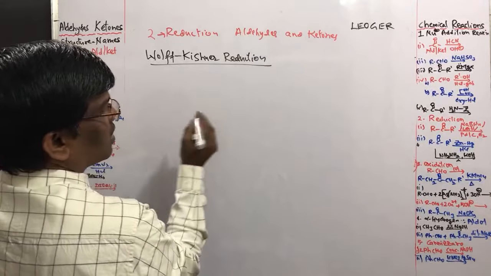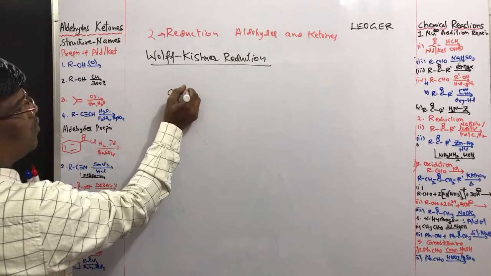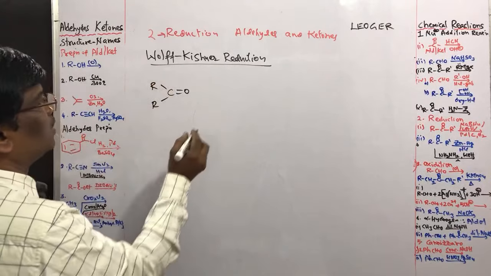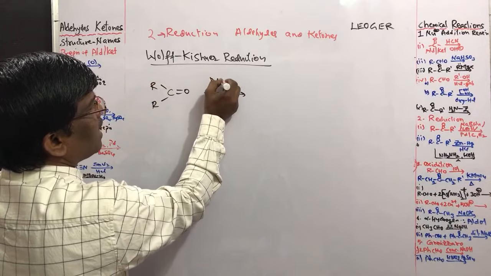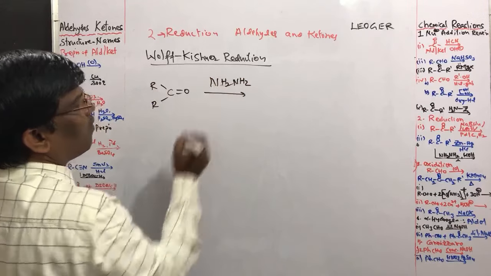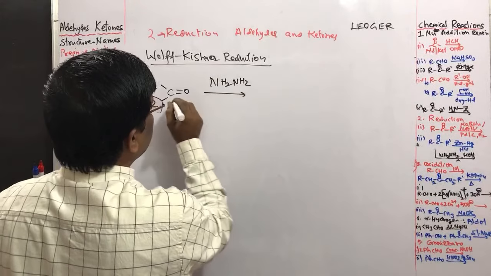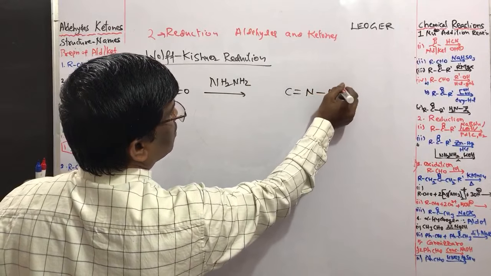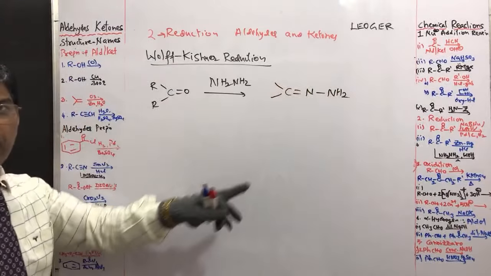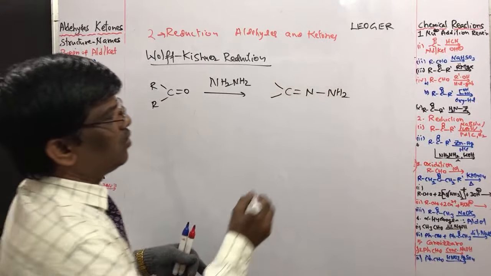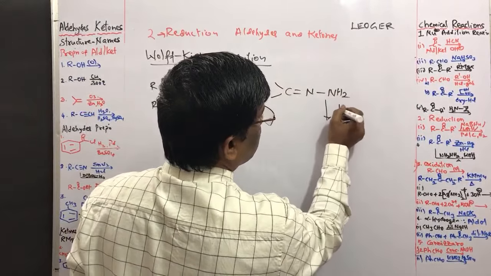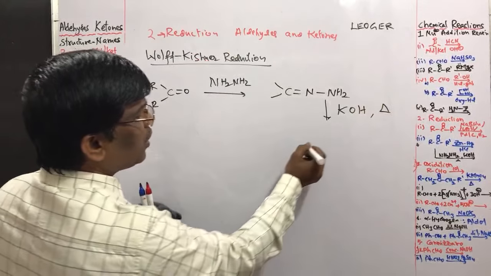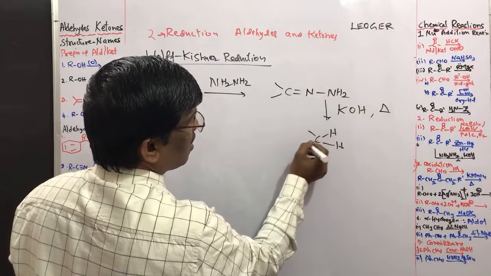So, Wolff-Kishner reduction, whether it is aldehyde or ketone, in presence of hydrazine hydrate, what am I going to get? When I treat the ketone or aldehyde with hydrazine, I am going to get hydrazone. This hydrazone can be isolated. When I treat this hydrazone with KOH, base, hydrolysis and heating, I am going to get the alkane.